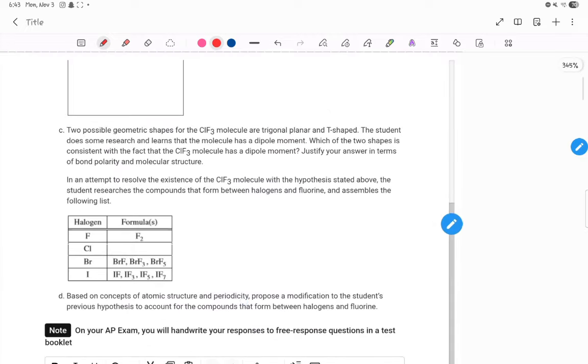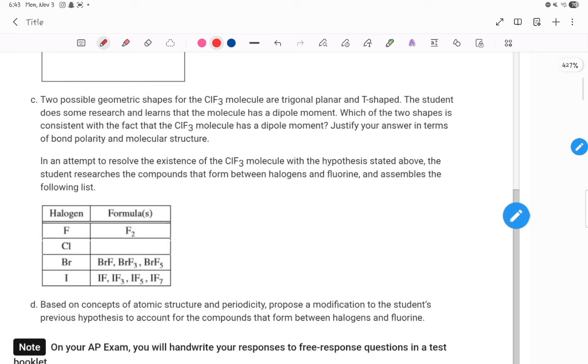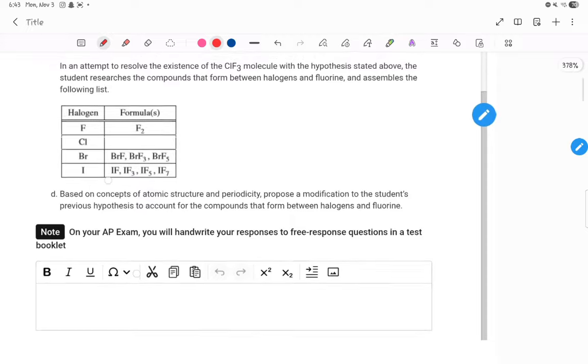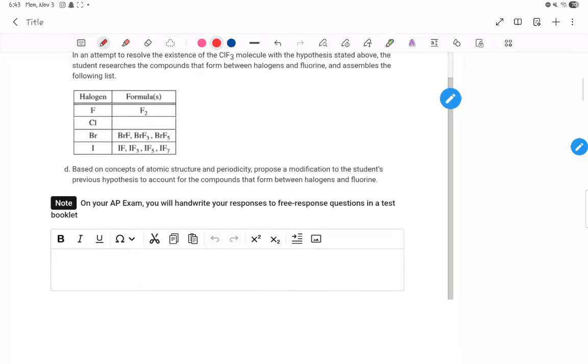What does it say? It says, in an attempt to resolve the existence of the ClF3 molecule with the hypothesis stated above, the student researches the compounds that form between halogens and assembles the following list. Based on the concepts of atomic structure and periodicity, propose a modification to the student's previous hypothesis to account for the compounds that form between halogens and fluorine. Okay, so basically he found out that it can be ClF and ClF3 only here. So we will not take into consideration F. We'll focus on the rest.